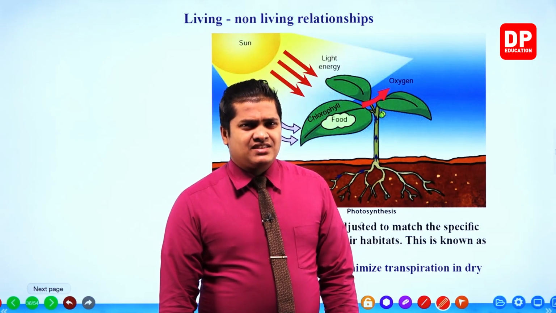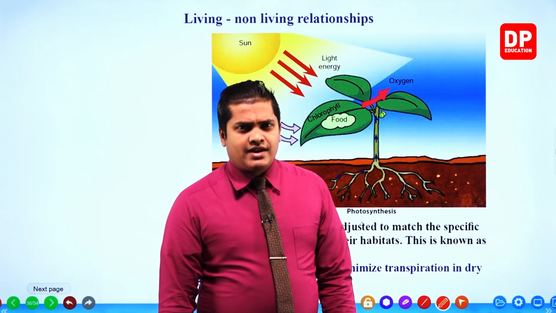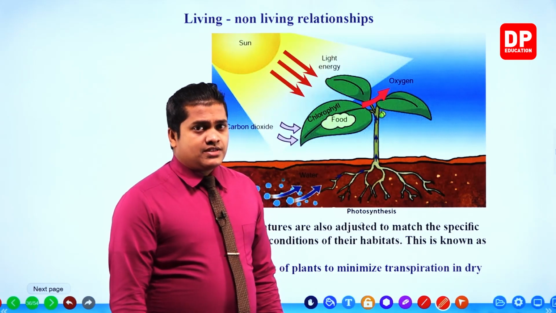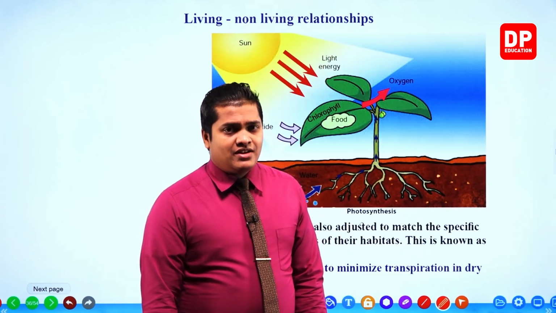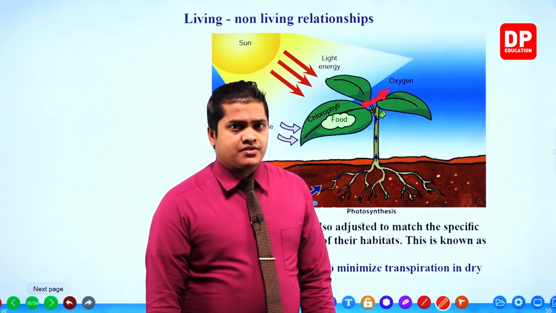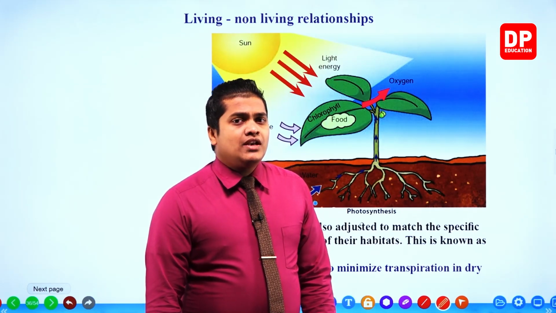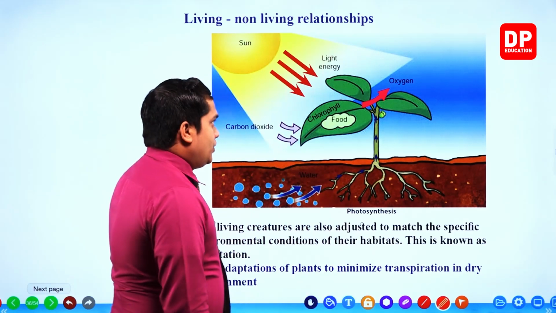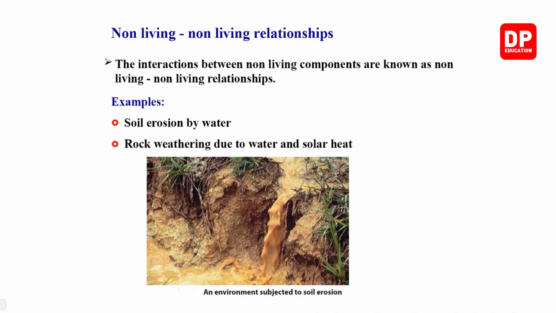We even discussed these things in our previous grade, in grade 8, right? So these things followed by organisms in order to match their living environment are referred to as adaptations. Not only animals but plants also show adaptations. Right then, my dear children, the final one, non-living relationships, the final type of relationship that we can observe within ecosystems.